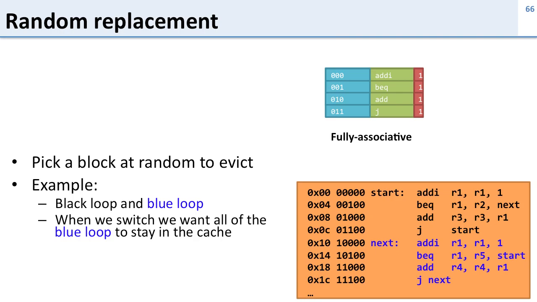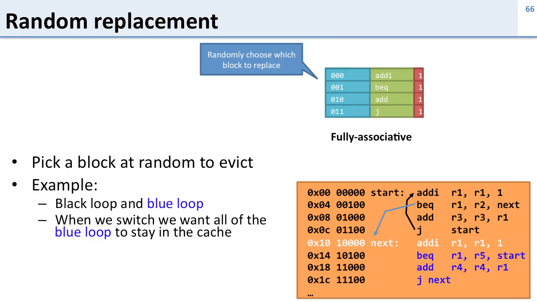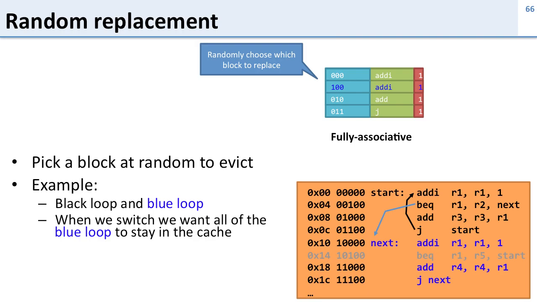Now we've got all of the black loop in the cache, and as we go back through the black loop, we have no problems because it's all in the cache. We keep going around, and then eventually we're going to exit the black loop. So at this point, we're going to exit the black loop, and we're going to go into the blue loop, and we need to figure out where to put the data in the cache. So it's a random replacement cache, so we're going to randomly choose a block to replace. So we go into our first instruction from the blue loop, and we randomly replace one of the instructions from the black loop. We go through, we randomly replace another one.